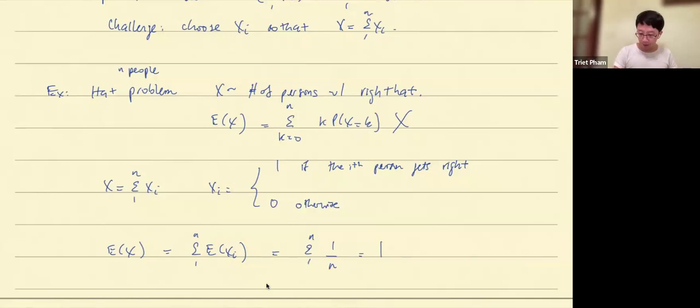And here again, you should remember that for a Bernoulli random variable that takes value 1 and 0 depending on some event, the expectation of the random variable is exactly the probability of the event being successful. The event being successful here is the event that the ith person gets the right hat, which has probability 1/n. There's one chance out of n hats that the person gets his hat. Okay, so far, any questions?